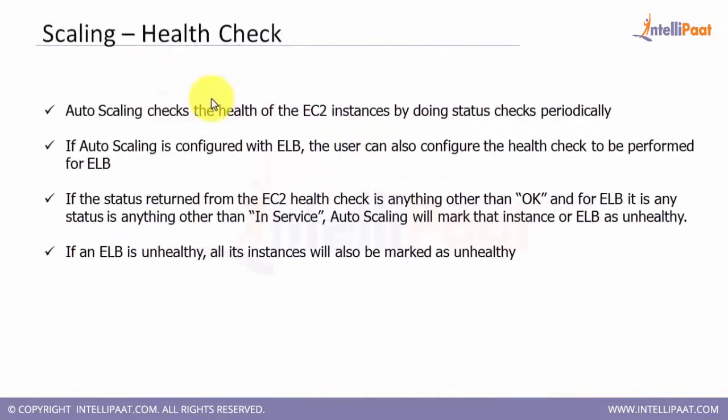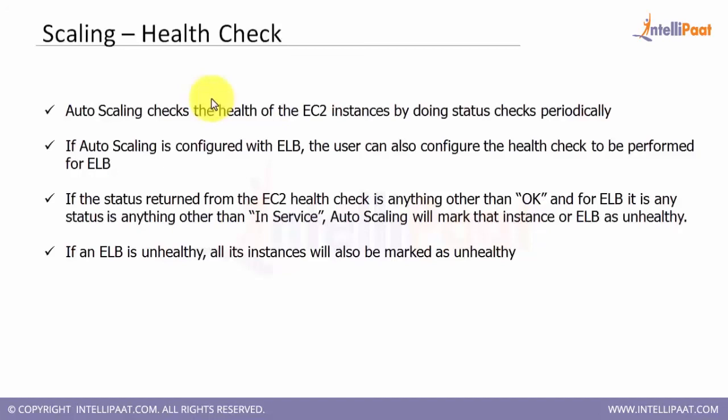Auto scaling checks the health of the EC2 instance regularly. During the health check, if it finds the status of the EC2 instance okay, then it's good. It also performs the health check of the ELB, and if it finds the ELB health check in service, then it's good. If it finds it's not running, because what happens is an EC2 instance is registered with the ELB.